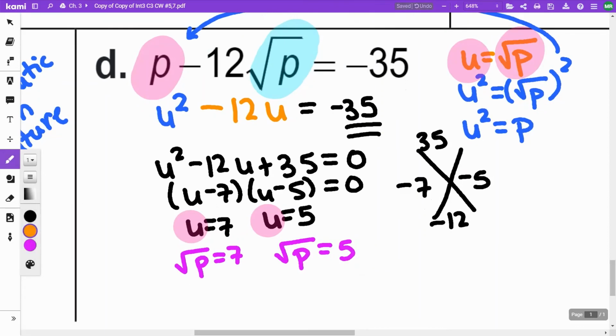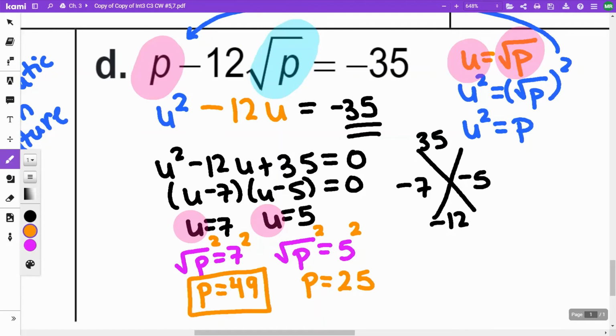Now I need to square both sides. When I square this, I get p. When I square this, I get 49. When I square this, I get p. When I square this, I get 25. These are our two answers.